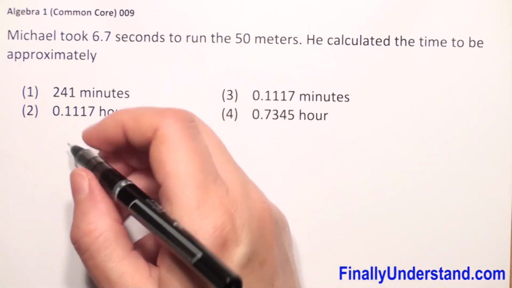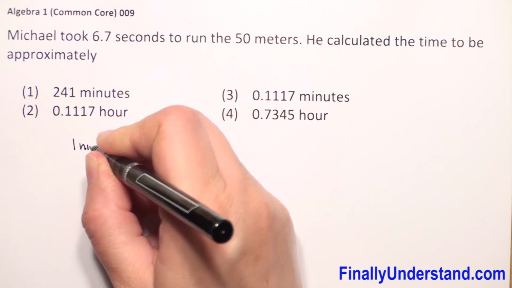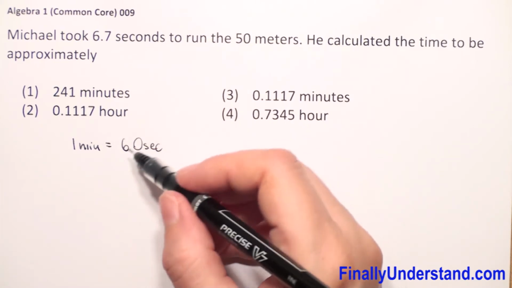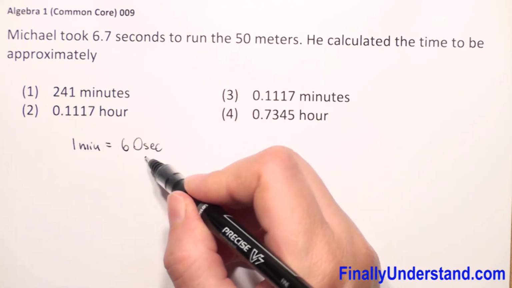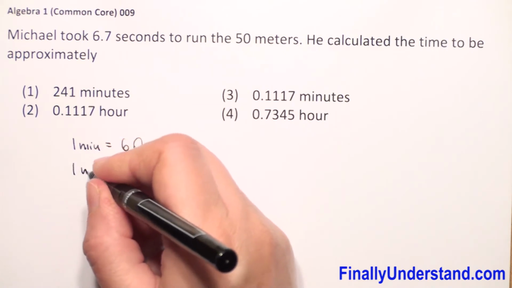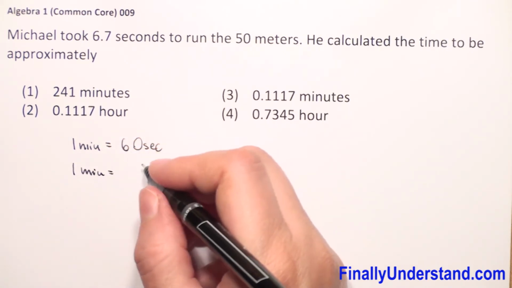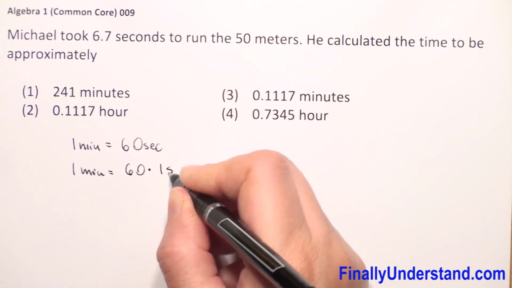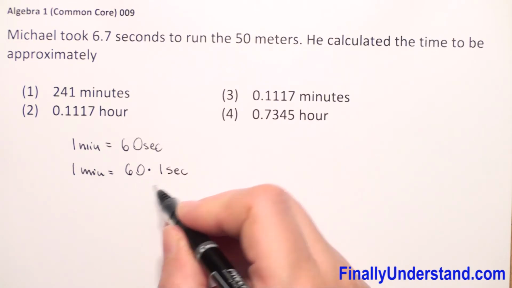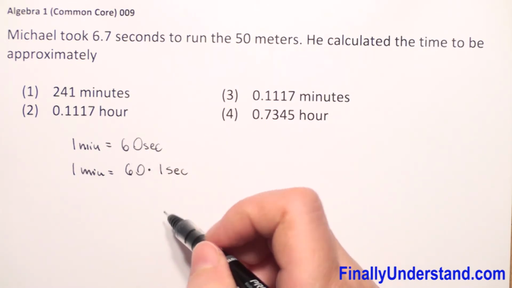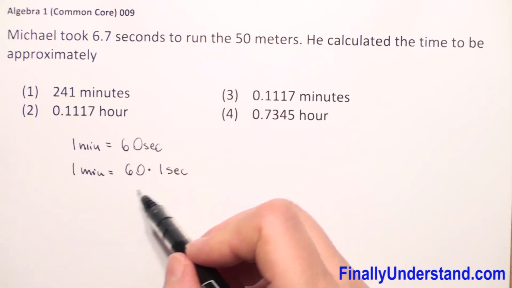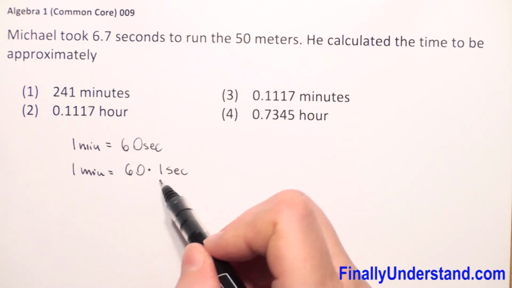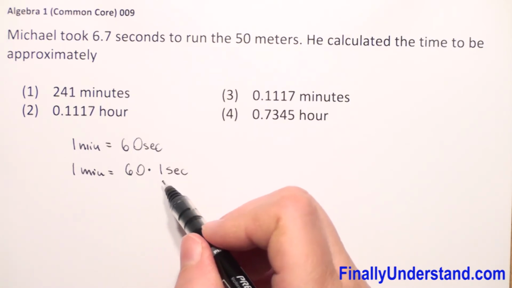We know that 1 minute is 60 seconds. So let me write this: 1 minute is equal to 60 seconds. I can write that this is 60 times 1 second. 60 times 1 second is 60 seconds. I didn't change anything. But now, from this equation, when I divide both sides by 60, I will have how much is 1 second.